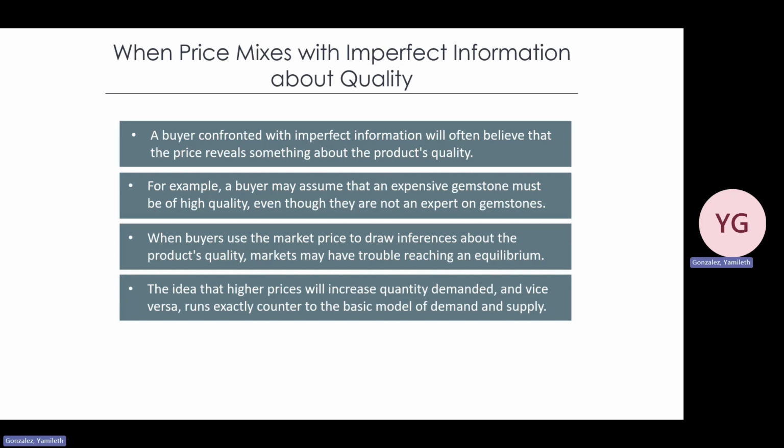Sometimes buyers will go into the market and be drawn more to the price reference about the product rather than the quality that could be in there. This can cause trouble when reaching an equilibrium. Overall, the idea is that if the price is higher, then the quality must be better.